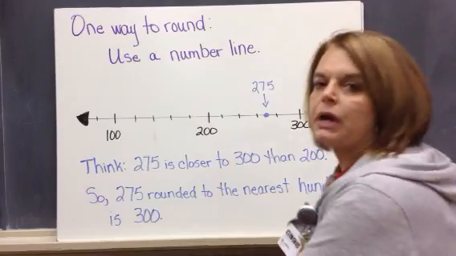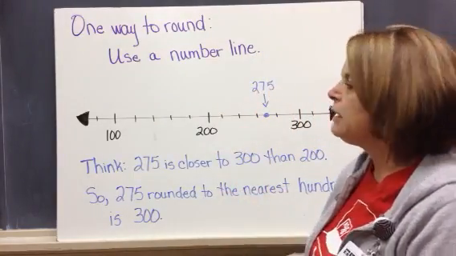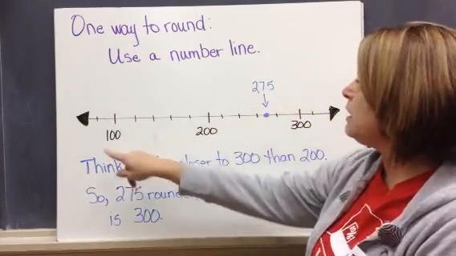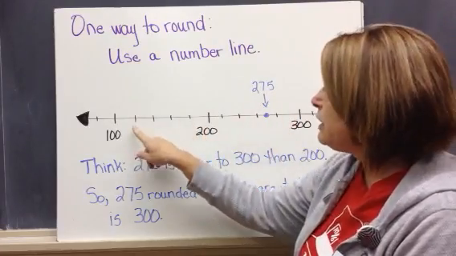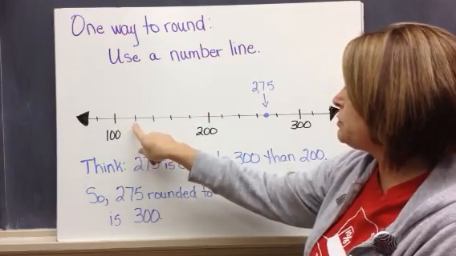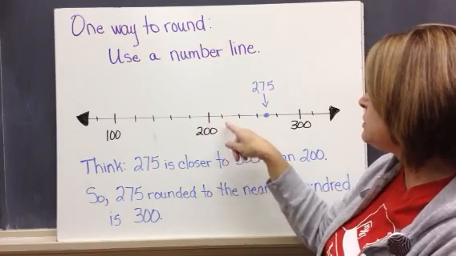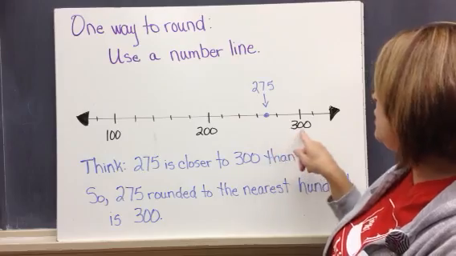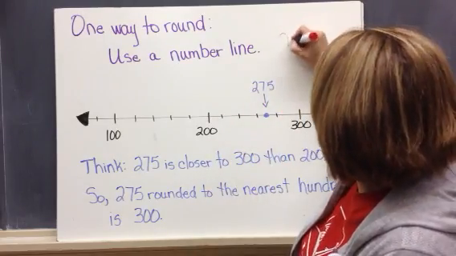There are a couple different ways that you can round. One way to round is to use a number line. And this really makes it pretty simple to see. On my number line, you'll see I'm up to 100, 200, 300, and I have spaces in between. So that would be 120, 140, 160, 180, 200, 220, 240, 260, 280, 300. The number that I've been given to round is 275.